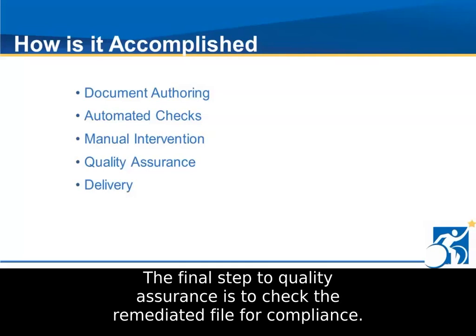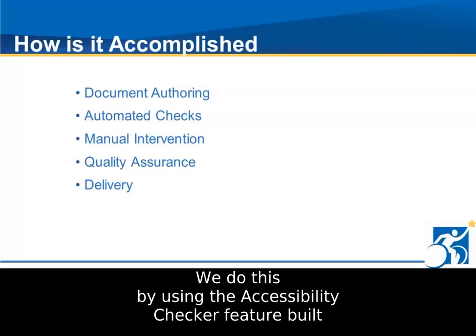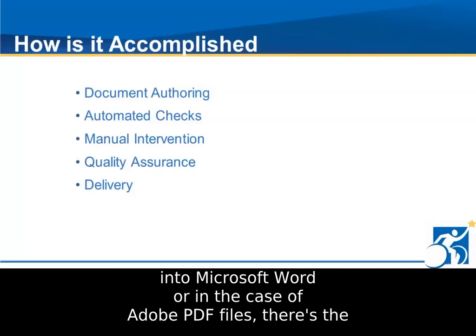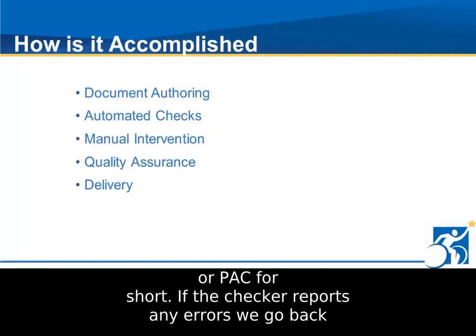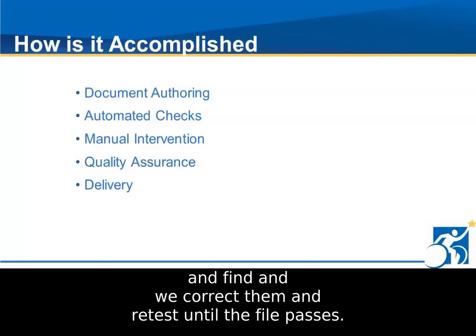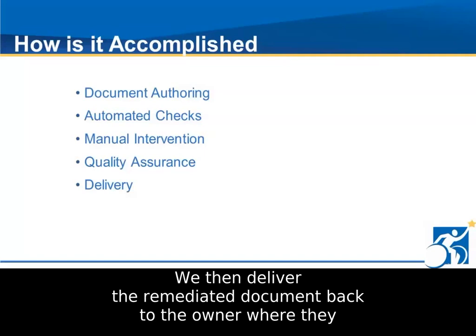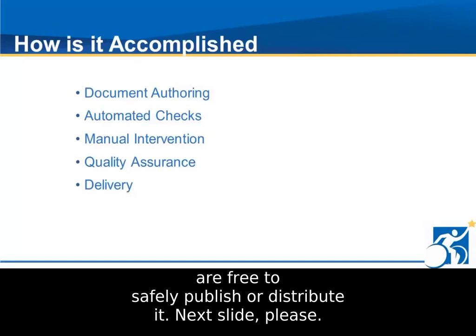The final step to quality assurance is to check the remediated file for compliance. We do this by using the accessibility checker feature built into Microsoft Word, or in the case of Adobe PDF files, there's the Adobe Full Check tool, and then there's a free tool called a PDF Accessibility Checker, or PAC for short. If the checkers report any errors, we go back and correct them, and then retest until the file passes. We then deliver the remediated document back to the owner, where they are free to safely publish or distribute it. Next slide, please.